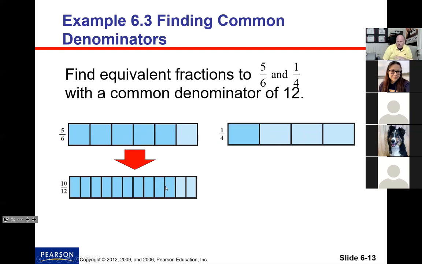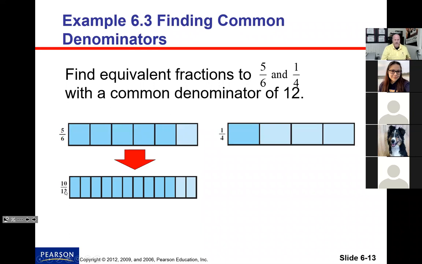You can't make more shading or less shading. So in this part, you can see it's exactly shaded the same. But when we count these, we got 12 in total, our denominator, and we've shaded 10 of them. Oh, okay. So 5/6 is equivalent to 10/12. Yeah?